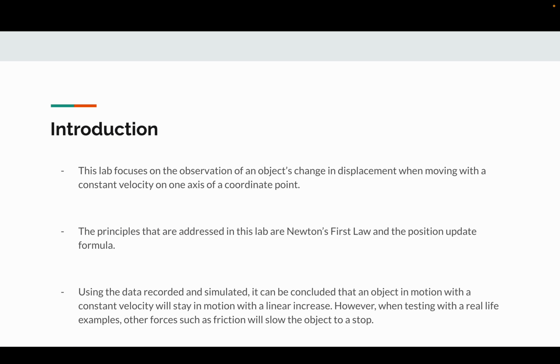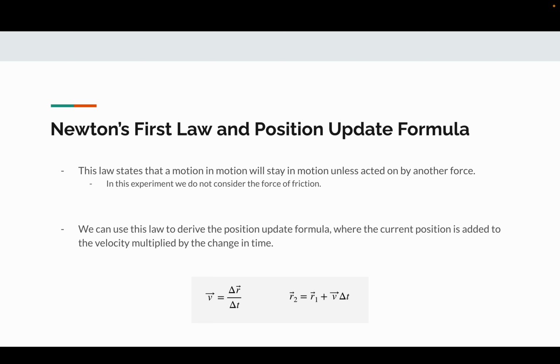To introduce this lab, it focuses on the observation of an object's change in displacement when moving with a constant velocity on one axis of a coordinate point. The principles addressed in this lab are Newton's first law and the position update formula. To give a quick summary, using the data recorded and simulated, it can be concluded that an object in motion with a constant velocity will stay in motion with a linear increase. However, when testing in real life, other forces such as friction will slow the object to a stop.